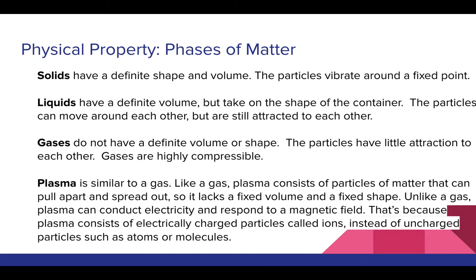Now, plasma is the fourth phase of matter, and it's similar to a gas. Like a gas, plasma consists of particles of matter that can pull apart and spread out. So it lacks a fixed volume and a fixed shape. However, unlike a gas, plasma can conduct electricity and respond to a magnetic field. That's because plasma consists of electrically charged particles called ions instead of uncharged particles such as atoms and molecules. And plasma only exists at very high and extreme temperatures.